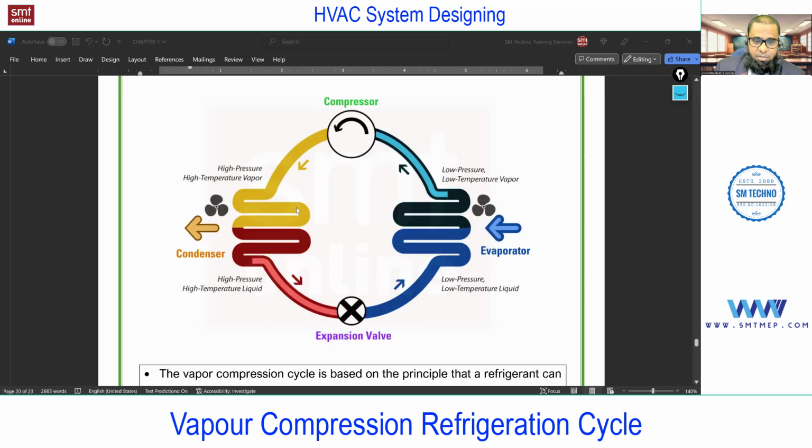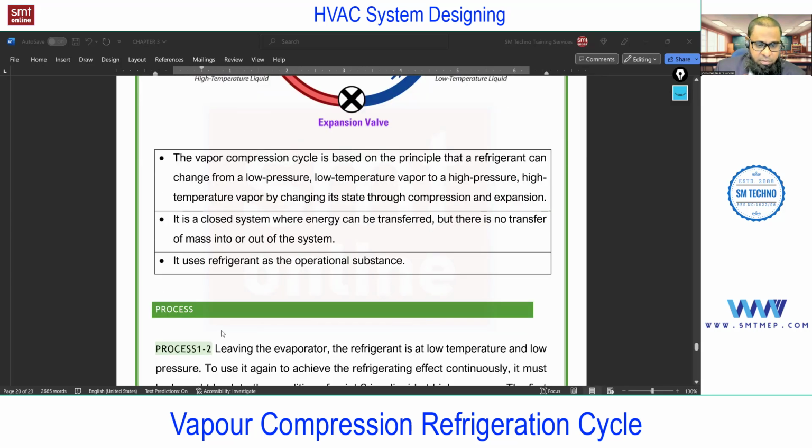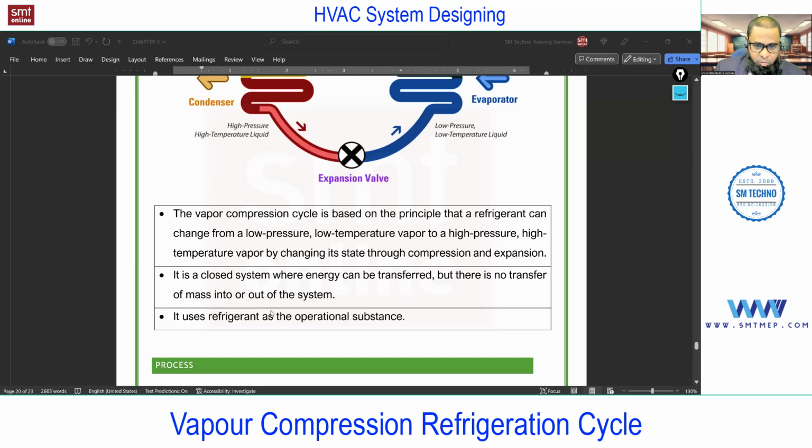Now, with respect to the theory which I've given in the notes, let me mark the points first. You see the points are given here, but before this, I added some more points quickly. The vapour compression cycle is based on the principle that a refrigerant can change from a low temperature vapor to a high temperature vapor, changing its state through compression and expansion. We'll discuss how exactly. And remember, it's a closed system.